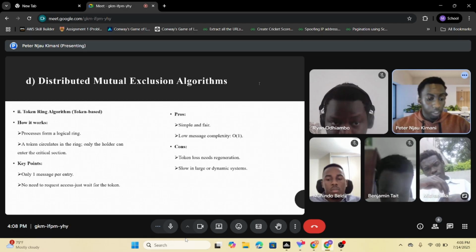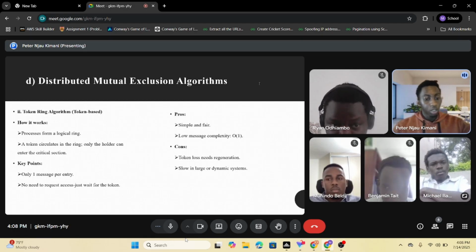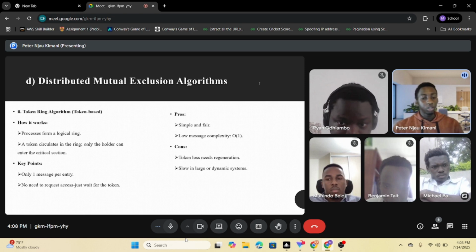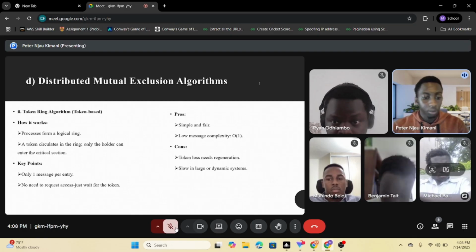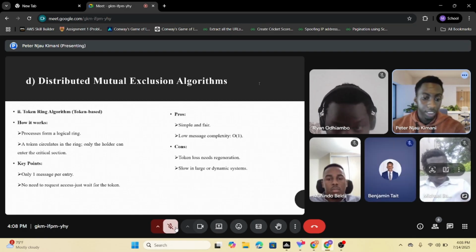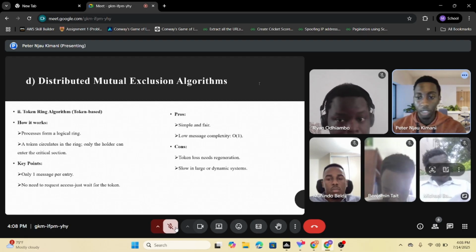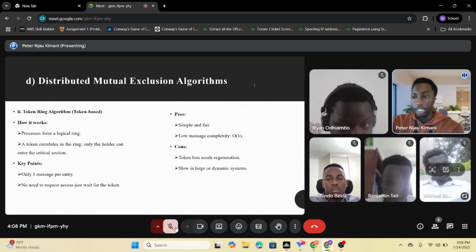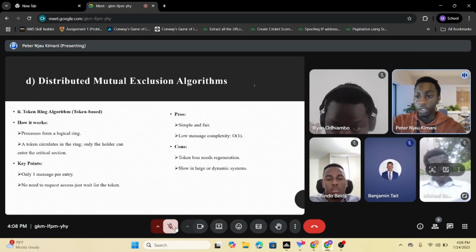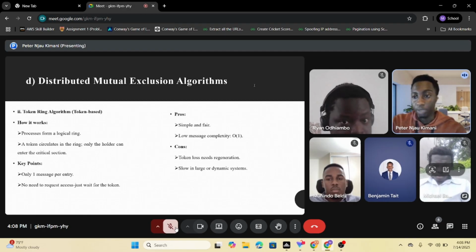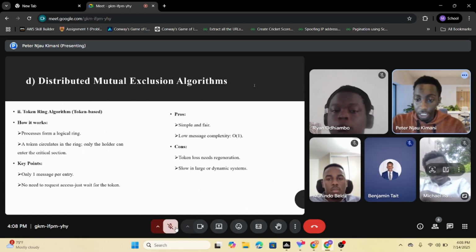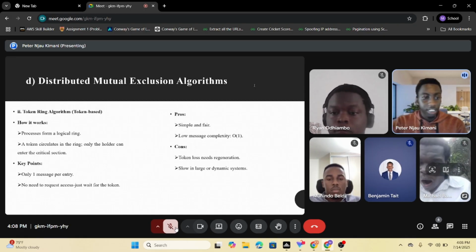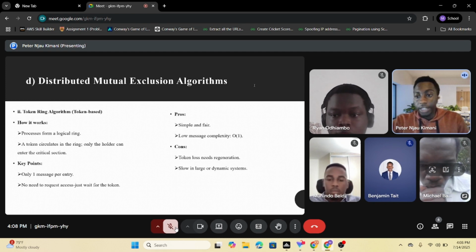As for the features, there's only one message per entry. Therefore, it does not have a high message complexity, and there is no need to request access since you just have to wait your turn. So the pros include it's simple and fair since every process gets a turn as it goes round, and also, just as I've said, the low message complexity. This is very efficient.